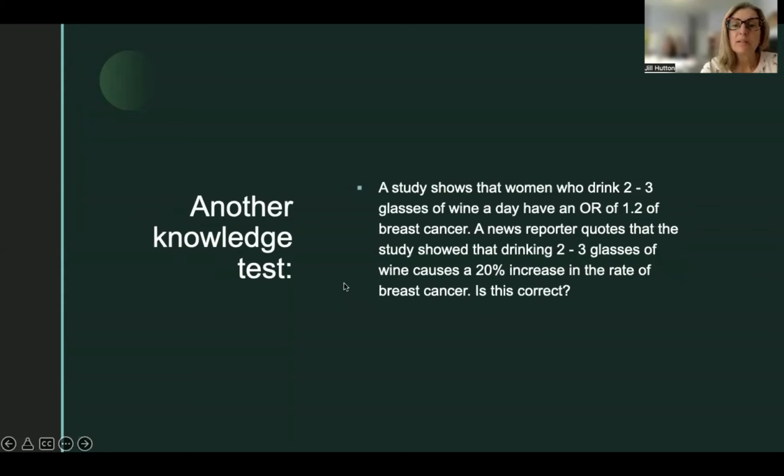Another knowledge test. A study shows that women who drink 2 to 3 glasses of wine a day have an odds ratio of 1.2 of breast cancer. The news reporter quotes that the study showed that drinking 2 to 3 glasses of wine causes a 20% increase in the rate of breast cancer. Is this correct? So technically, relative risk is when you can say 20% increase. However, I can tell you that this is often done with odds ratios. And let's look at this a little bit because it's actually not that far off.